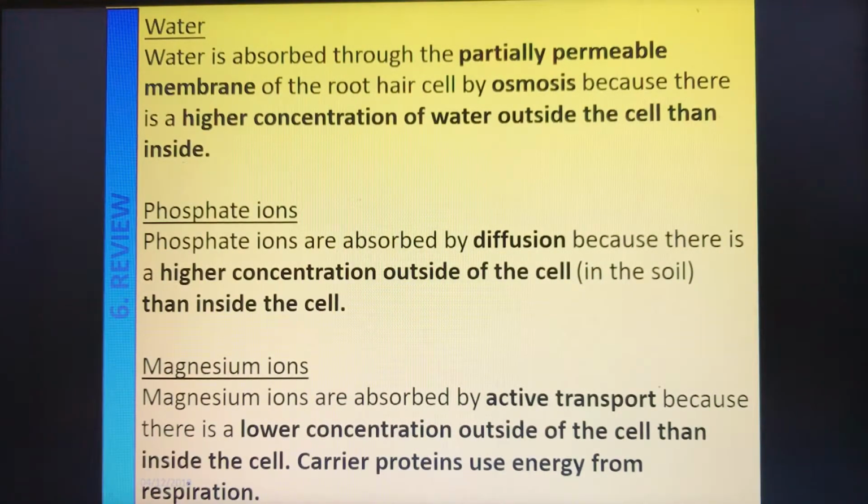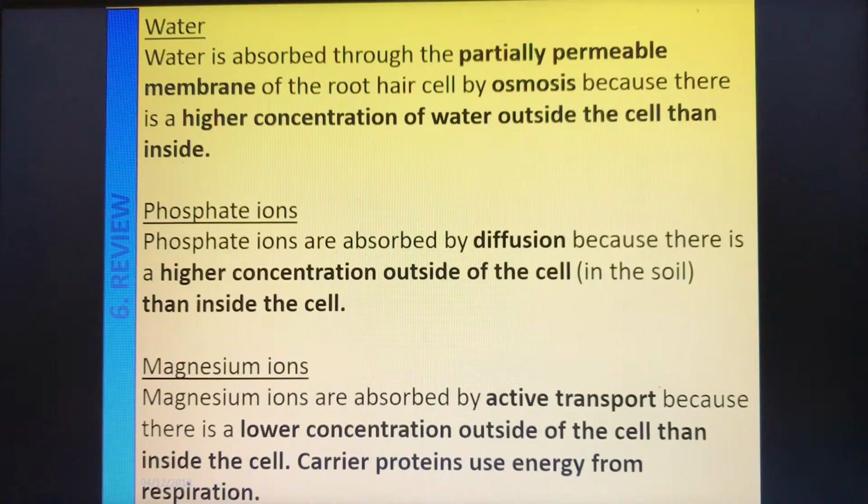So I've literally just done it in the order that they appear on the question, on the picture there. And I'm starting off with water. I've put in bold the real key points, okay? The rest of it is just kind of connective sentences that make it sound like it flows as sentences. So water is absorbed through a partially permeable membrane, okay? Diffusion doesn't actually need a membrane, but water moving by osmosis has to go through a partially permeable membrane, so we can get a mark for that, okay? So water is absorbed through the partially permeable membrane of the root hair cell by osmosis.